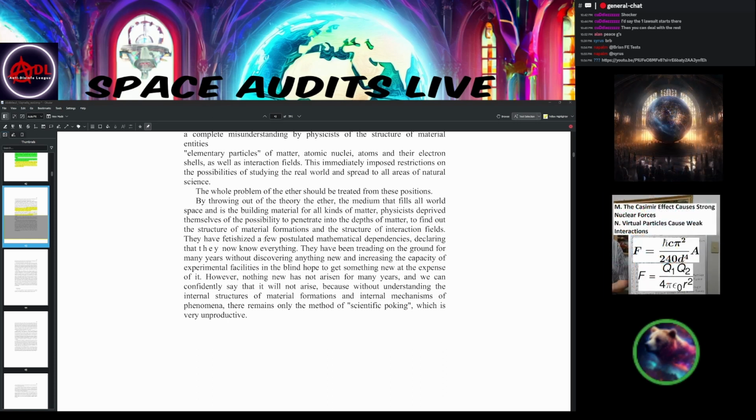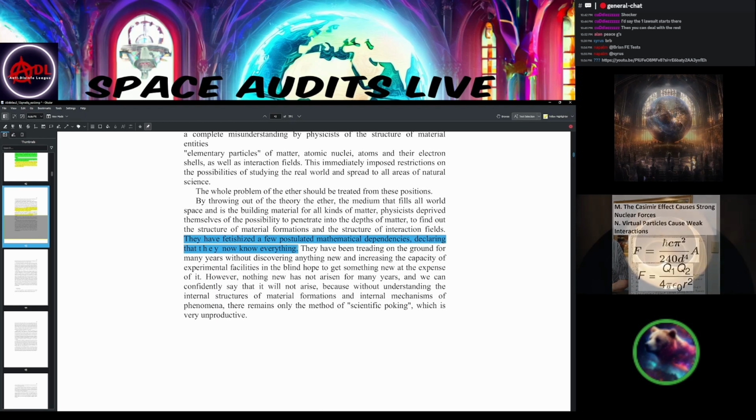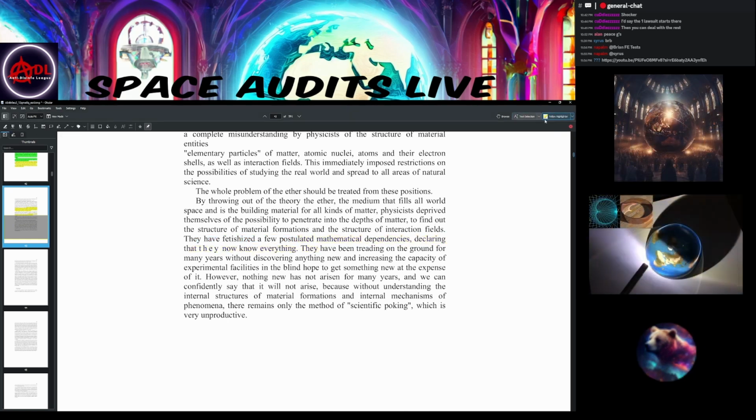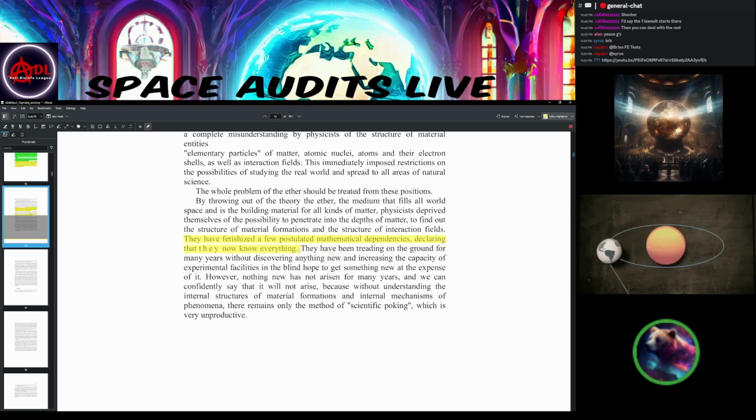They have fetishized a few postulated mathematic dependencies, declaring they know everything. That's a great quote. I like that one.